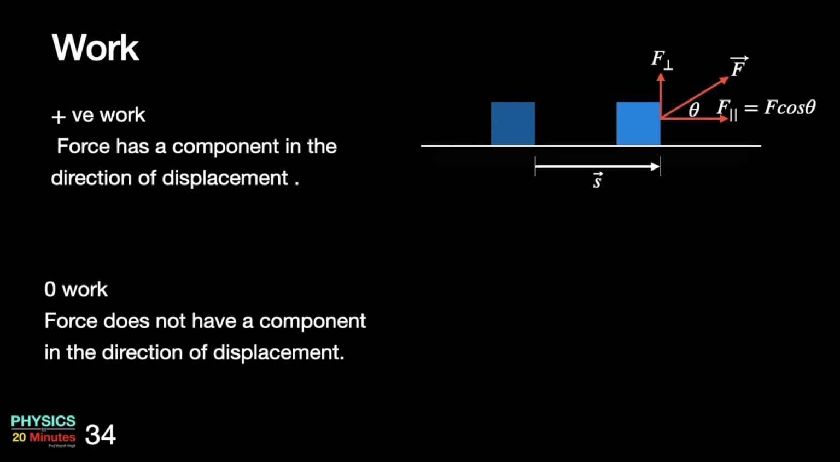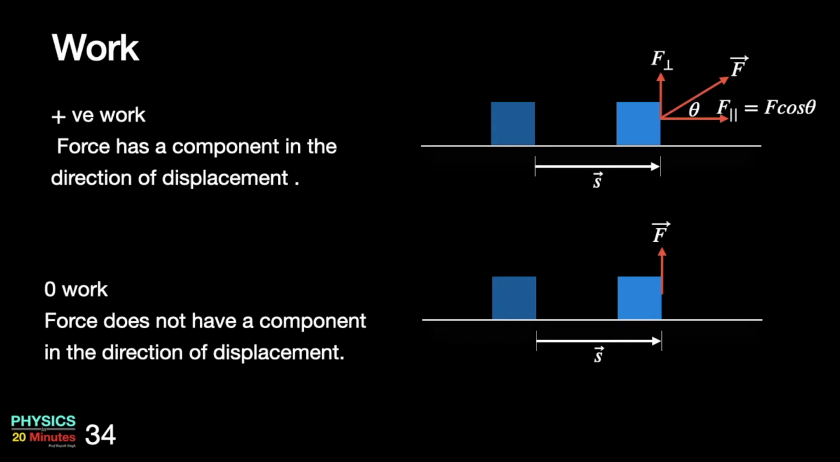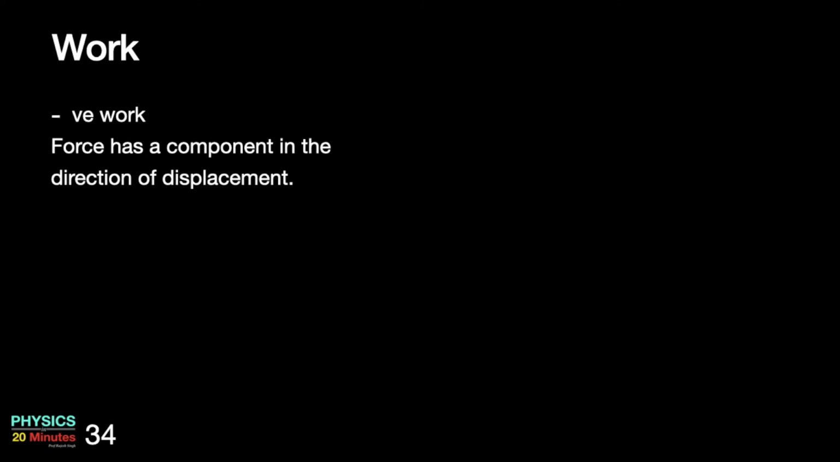However, had the force been working in a perpendicular direction, then in that case force will not have a component in the direction of S, neither towards the forward direction nor towards the reverse direction. Since force does not have a component in the direction of displacement, the work done in this case is zero. Obviously, because the angle between the force and displacement is 90 degrees and cos 90 is 0.